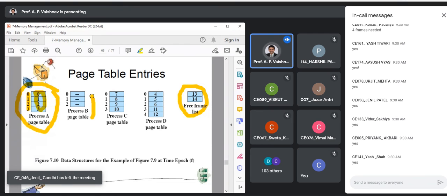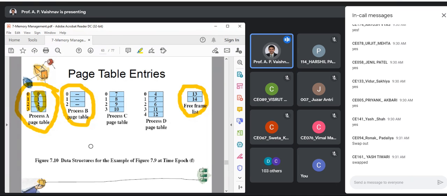Now, why is process B's page table empty? Can you give me the reason for this? Yes, it is swapped out. So remember, the page table is not deleted. Even though the process is not in main memory, its page table still resides in main memory. Why so? Because the process is not completed. That's correct. The process will come back again.